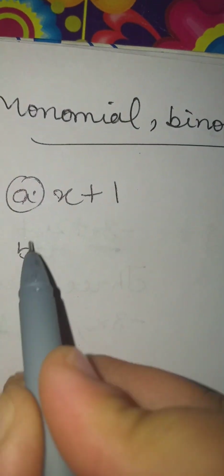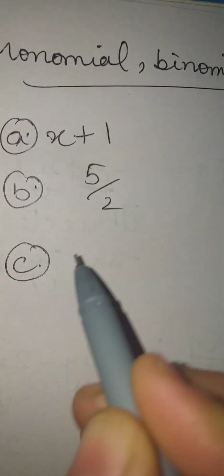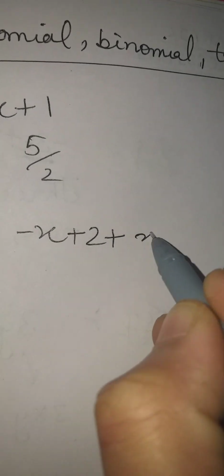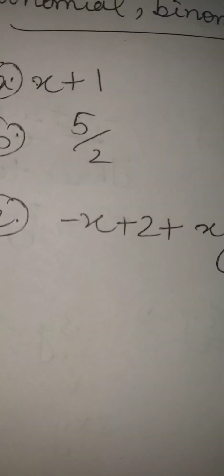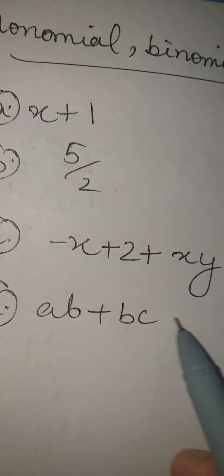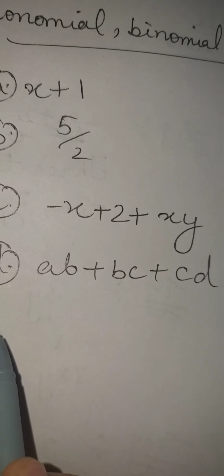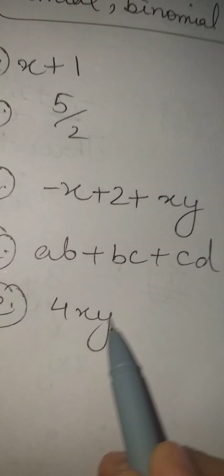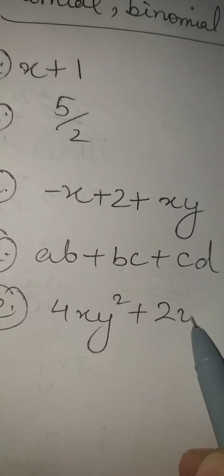Here we have x plus 1. Next, second is 5 upon 2. Third one is minus x plus 2 plus xy. Next one is ab plus bc plus cd. Next we have 4xy square plus 2y square.